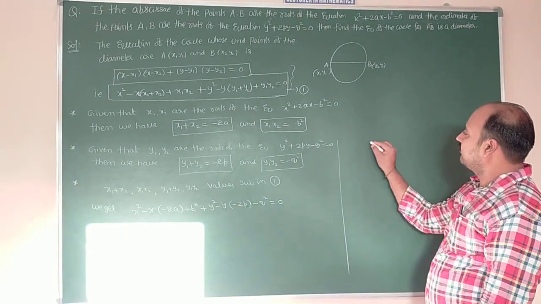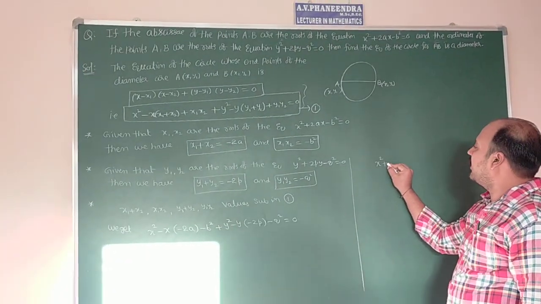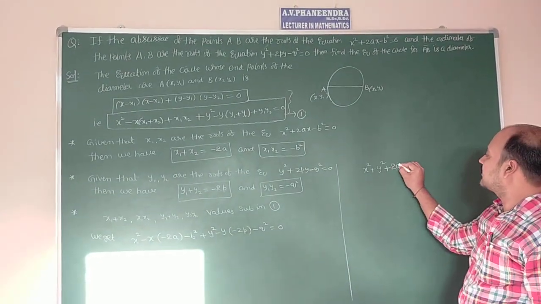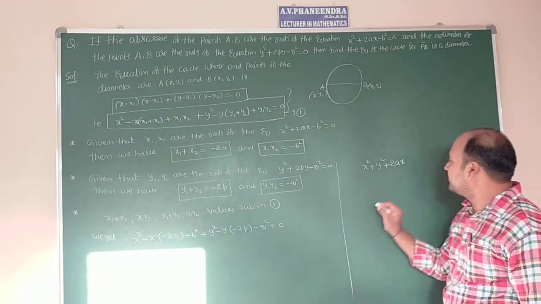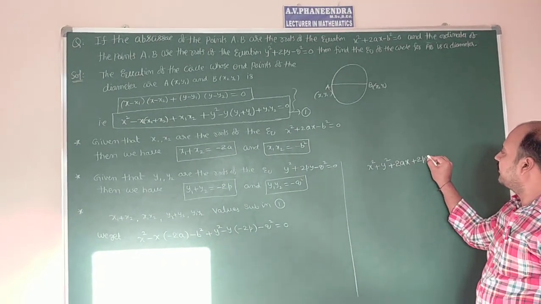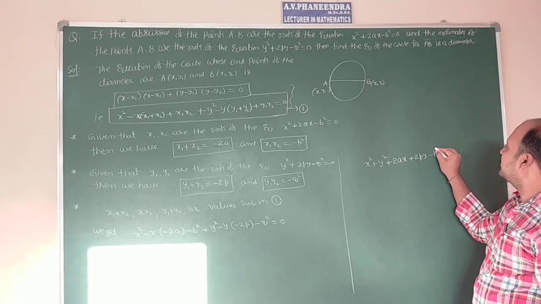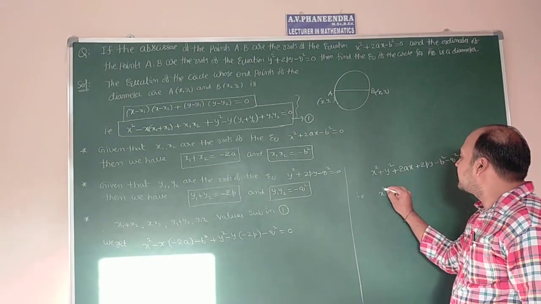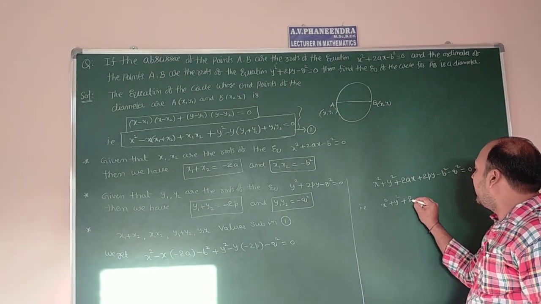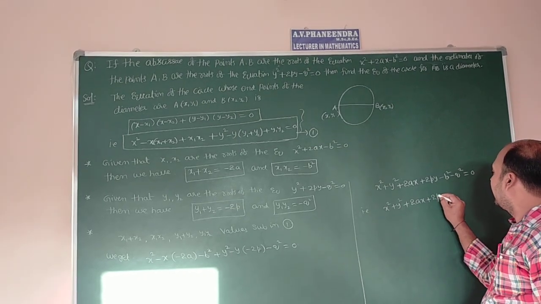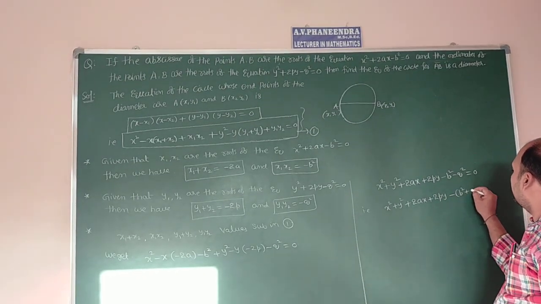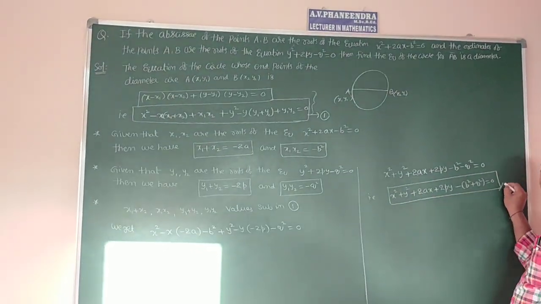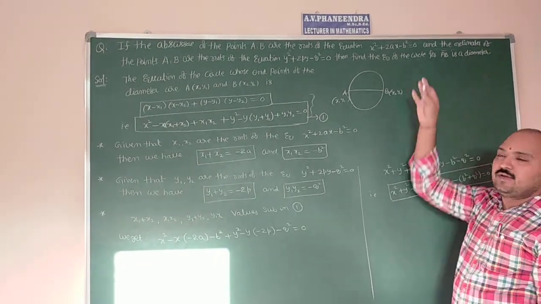We can write it as x squared plus y squared; the x term, minus into minus, is plus 2ax; the y term, minus into minus, is plus 2py; the remaining constants are minus b squared minus q squared equal to 0. That is, x squared plus y squared plus 2ax plus 2py minus (b squared plus q squared) is equal to 0. This is the required equation of the circle whose diameter is AB.